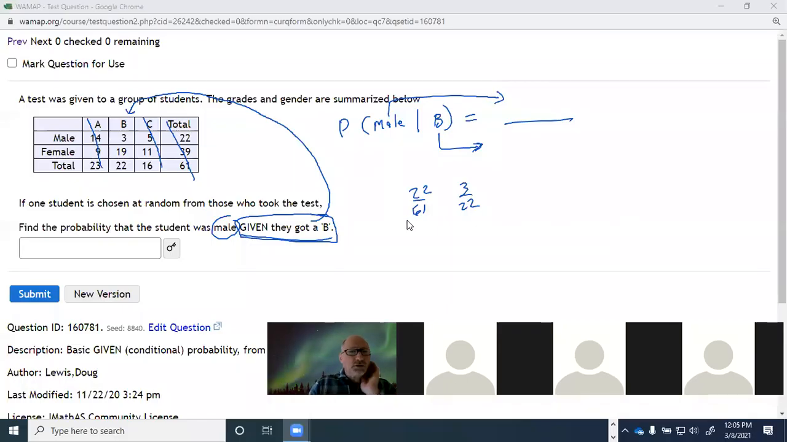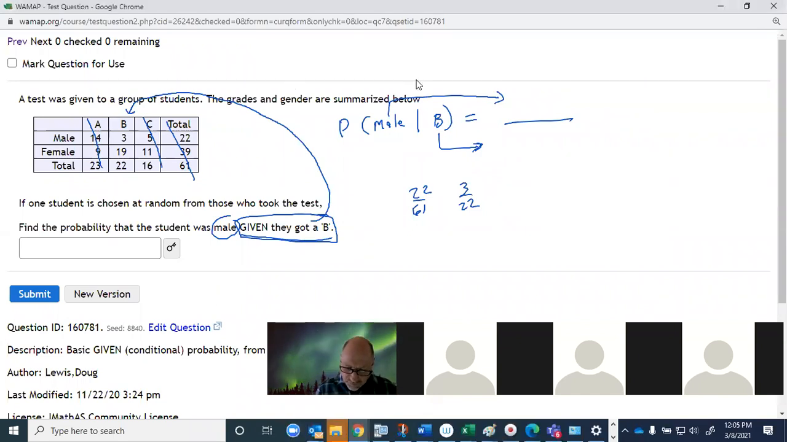Okay. So hope you've had a minute. You paused your video and you set this up. So again, the base here is given. It is given that they got a B. So the first thing we're going to do is go to that B column, the B column right here. And that B column is the basis. That's why I put it's male given they got a B.